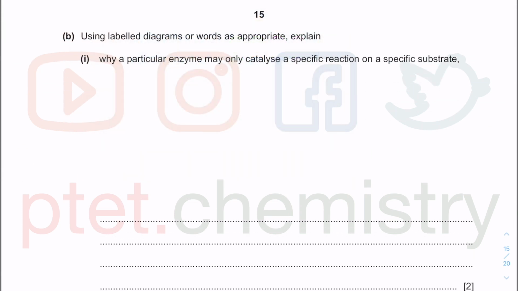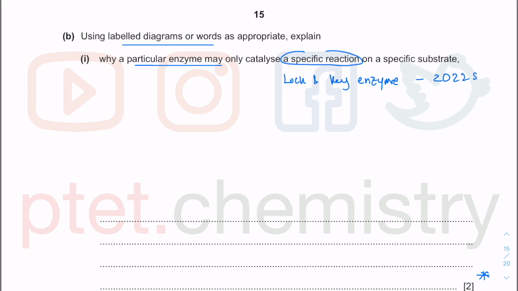This next part of the question, so using labelled diagrams or words, why a particular enzyme may only catalyze a specific reaction or a specific substrate, for 2 marks. This is the lock and key mechanism. This remained in the 2022 syllabus. You will find it under rate of reaction, and under rate of reaction, you will learn this as biological catalysis.